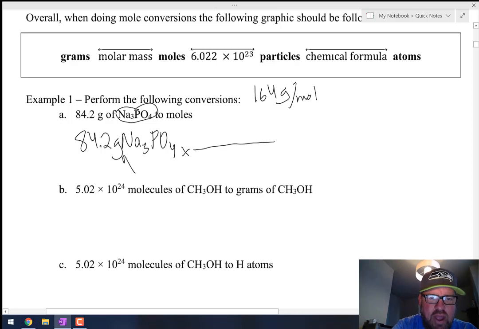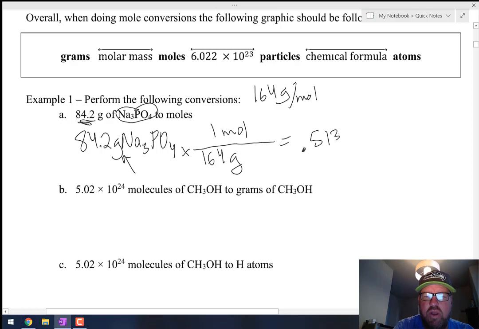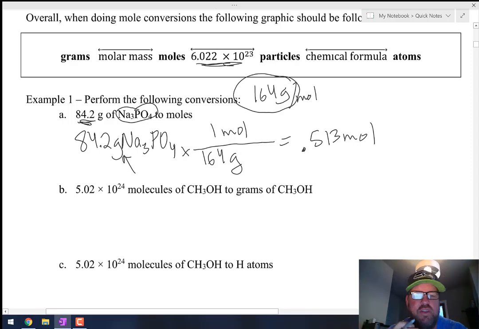So if I have grams on the top, I'm going to put 164 grams on the bottom, 1 mole on the top. Now I go back to my calculator, and I go 84.2 divided by 164. Then I look at my significant figures. That is the measured number in this equation. So the answer is 0.513 moles. And remember, a mole is not just this molar mass here. It's also that number, the 6.022 times 10 to the 23rd.